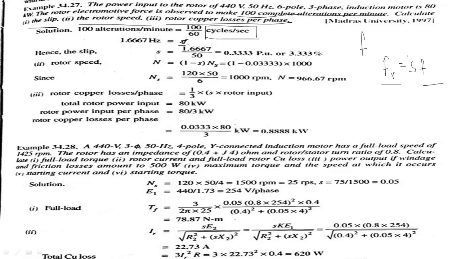Now we can find the slip first. Slip is equal to FR by F. FR is 1.666 by 50, so you will get 0.0333 slip. For accurate purposes you can use 0.0333. And the second part is the rotor speed. The rotor speed is NS into 1 minus S, where NS is given as 1000 RPM.